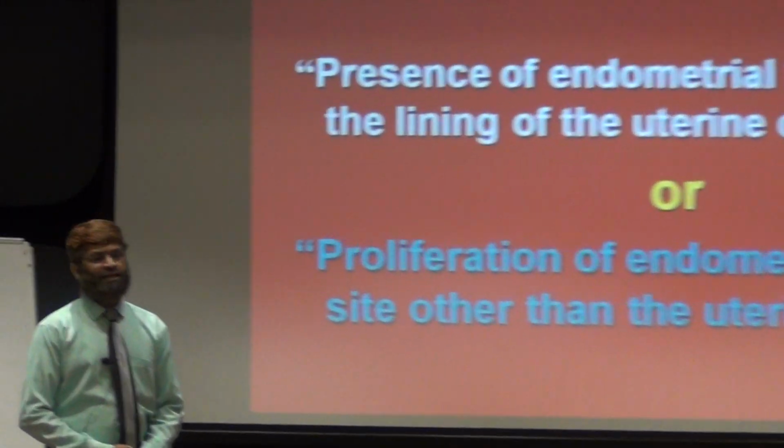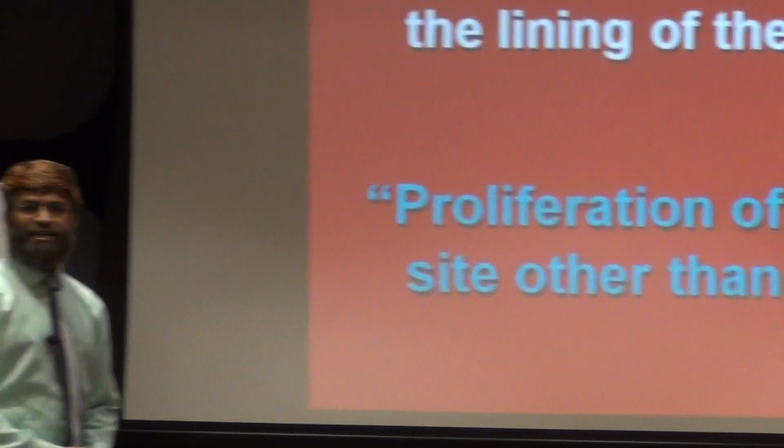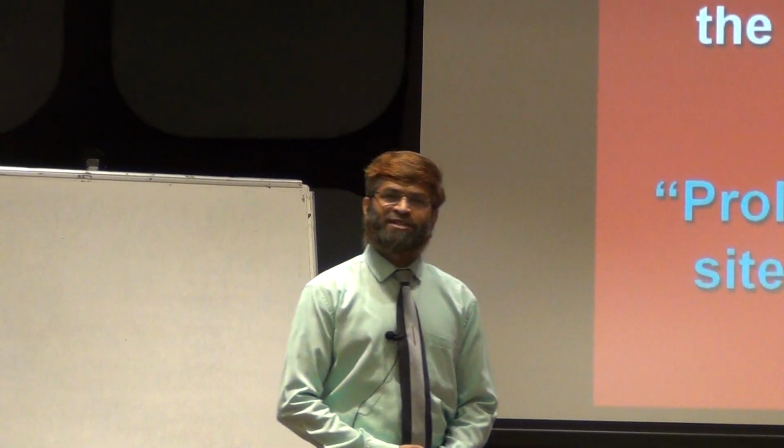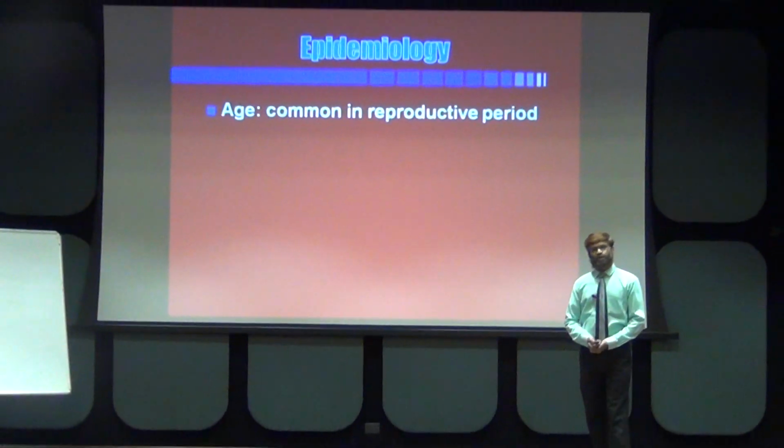I repeat, it can be defined as any condition characterized by the presence of tissue outside the uterine cavity or in the uterine cavity. If it's in the uterine cavity, then we'll call it endometriosis interna, or if it's outside, then endometriosis externa. Next, let's go to the epidemiology.